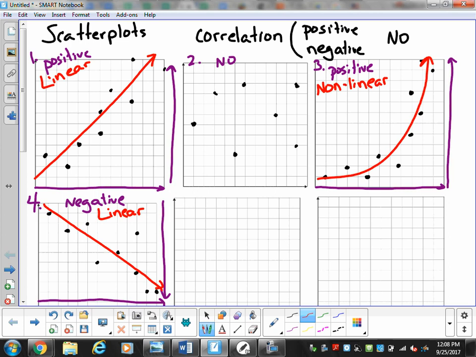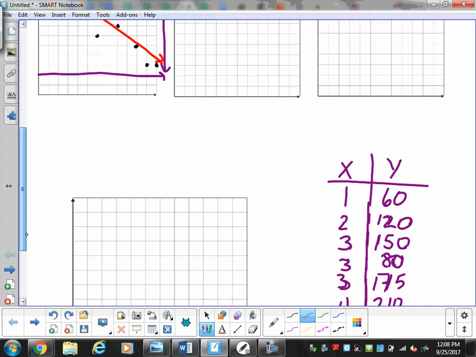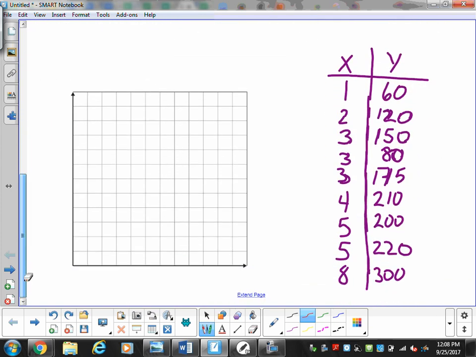So like I said, about half of your assignment tomorrow is you going to be telling me what kind of correlation. Is there a correlation? If there is, is it positive or negative? And is it linear or nonlinear? Okay, and so that's the biggest chunk of the stuff for tomorrow. Now, the harder stuff, though, deals with actually graphing the data, making a scatter plot.